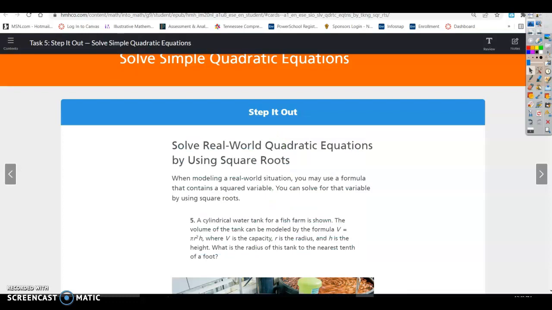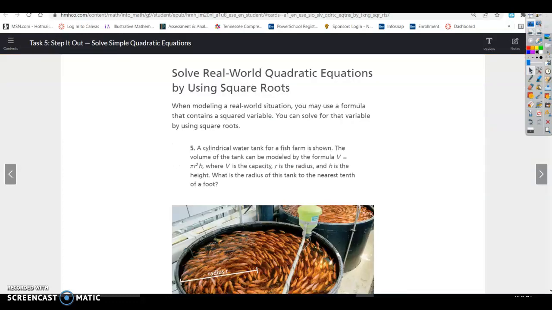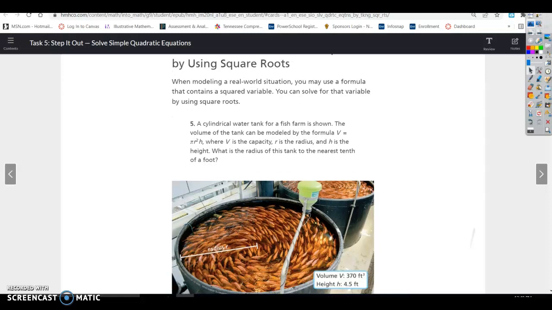Lesson 18.1, task 5. Solve real-world quadratic equations by using square roots. When modeling a real-world situation, you may use a formula that contains a squared variable. You can solve for that variable by using square roots. A cylindrical water tank for a fish farm is shown. The volume of the tank can be modeled by the formula V equals pi r squared h, where V is the capacity, r is the radius, and h is the height. What is the radius of this tank to the nearest tenth of a foot?